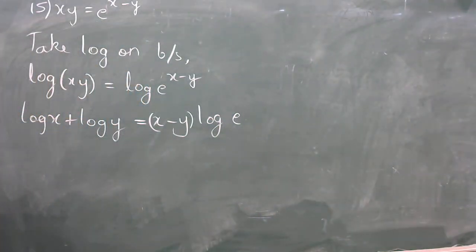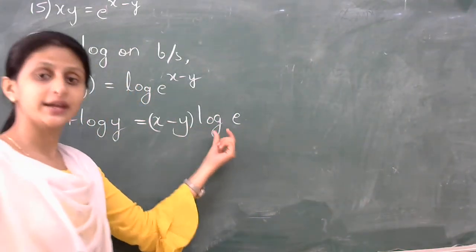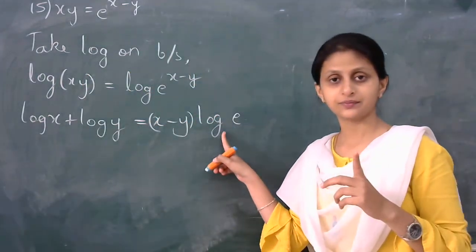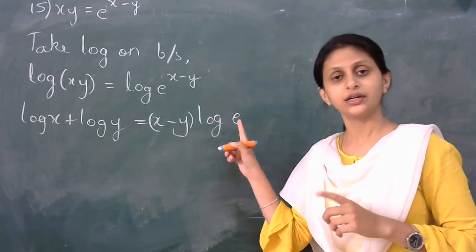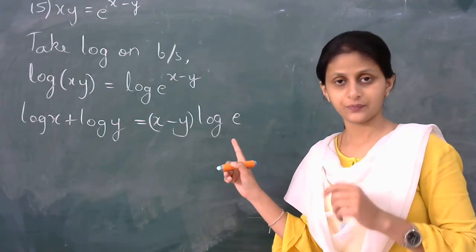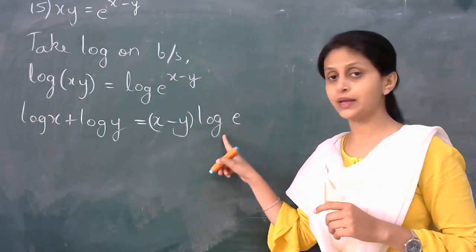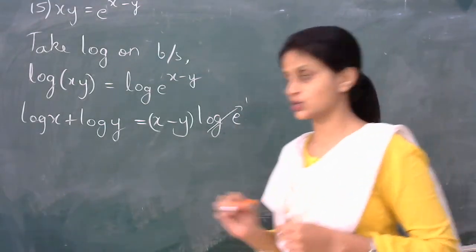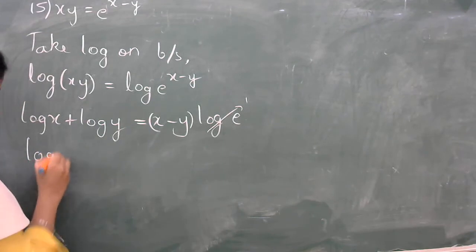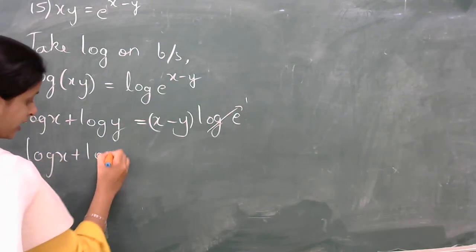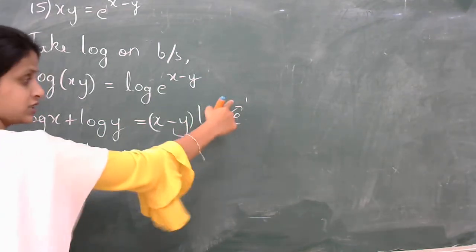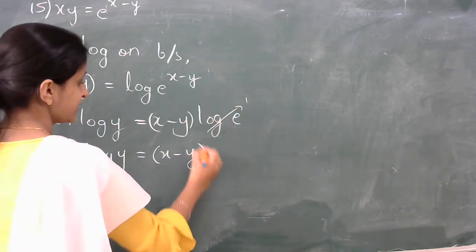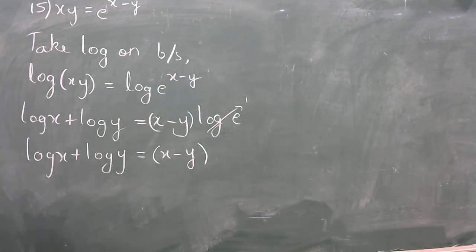As I have told you, students, if they have not given you any base, please understand that base is e. If no base is given, then it is understood that base is e. Right? So what is log e to the base e? I hope you all know the value, right? Value is equal to 1. So what equation you will get? Log x plus log y is equals to, since log e to the base e is equal to 1, you will get it as x minus y.